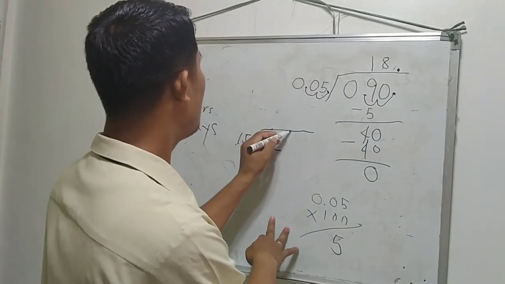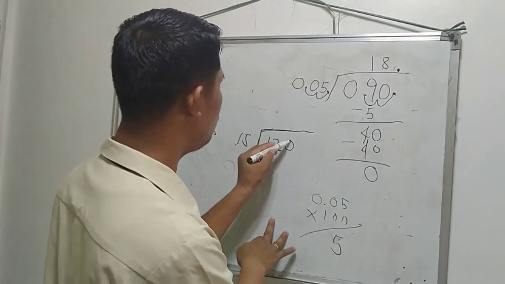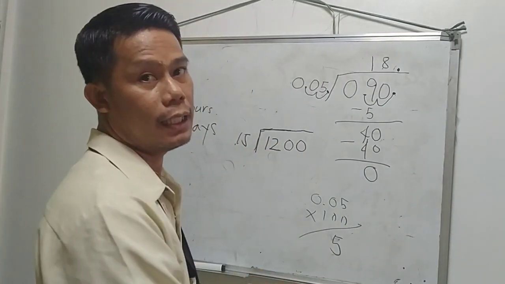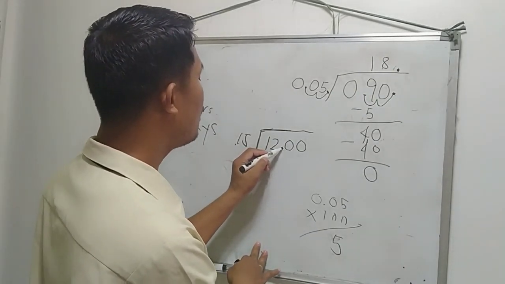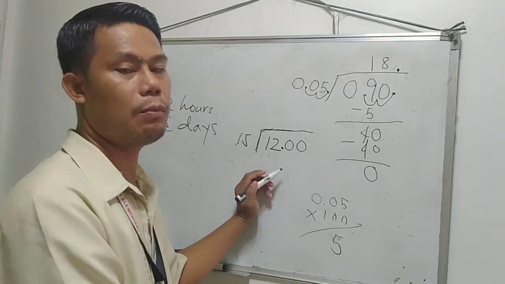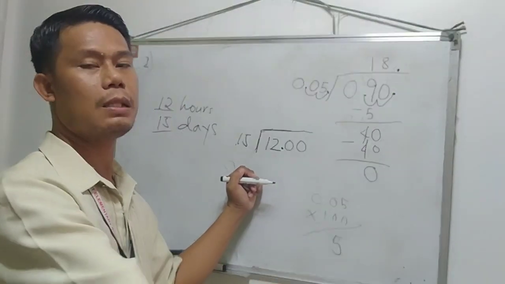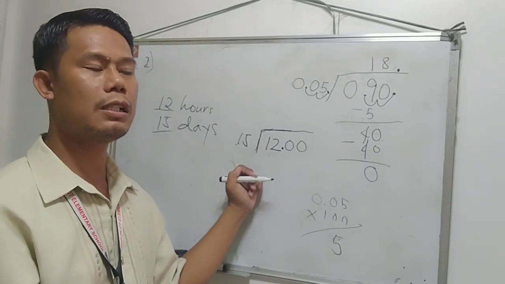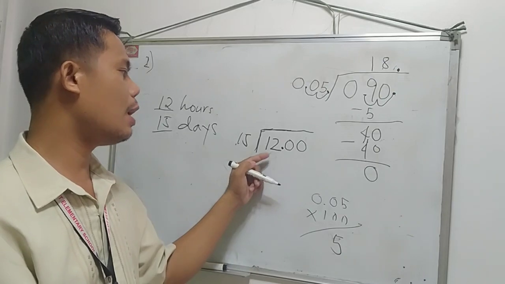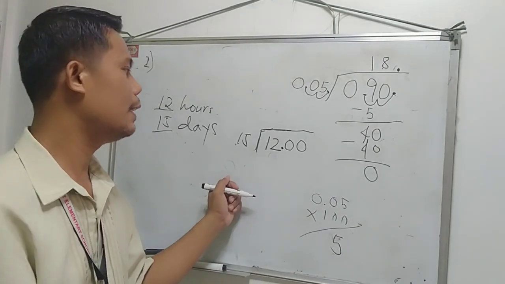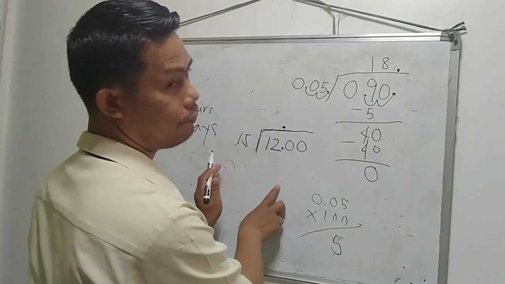But the standard is 2 zeros first. So we are going to add 2 zeros to our dividend. Then you have to put a decimal point first, since nandiyan naman talaga ang decimal point. So sa whole number, yung nasa right ng last, may decimal point siya. Invisible lang siya kasi whole number na nga siya. But if you are going to add 0, you have to put the decimal point first. Then you're going to put a decimal point here.